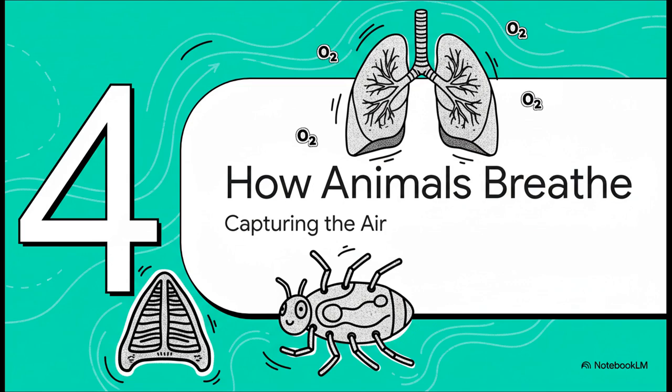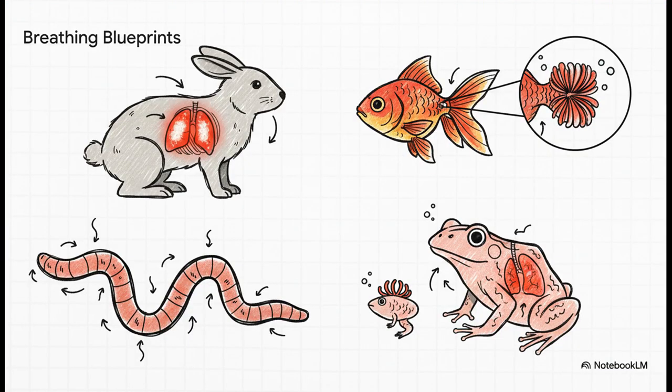Breathing. You gotta get oxygen to survive. And surprise, surprise, the animal kingdom has come up with a ton of different blueprints for doing just that. And the strategies are just so varied. You've got lungs, which we're familiar with. Mammals, birds, reptiles use them. Then you have fish with their amazing gills, designed to pull dissolved oxygen straight out of the water.